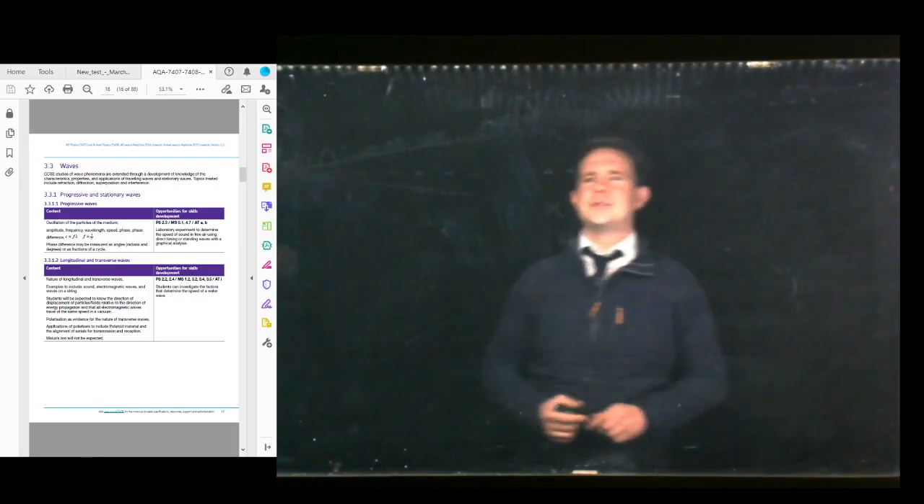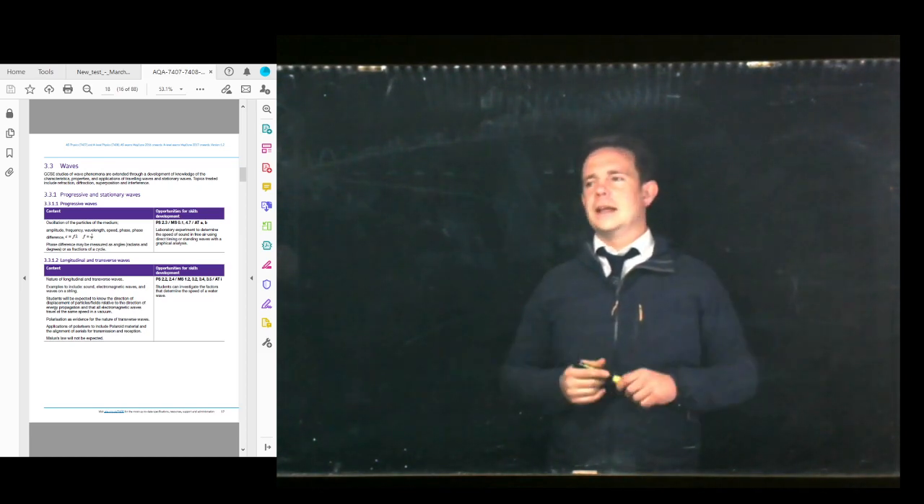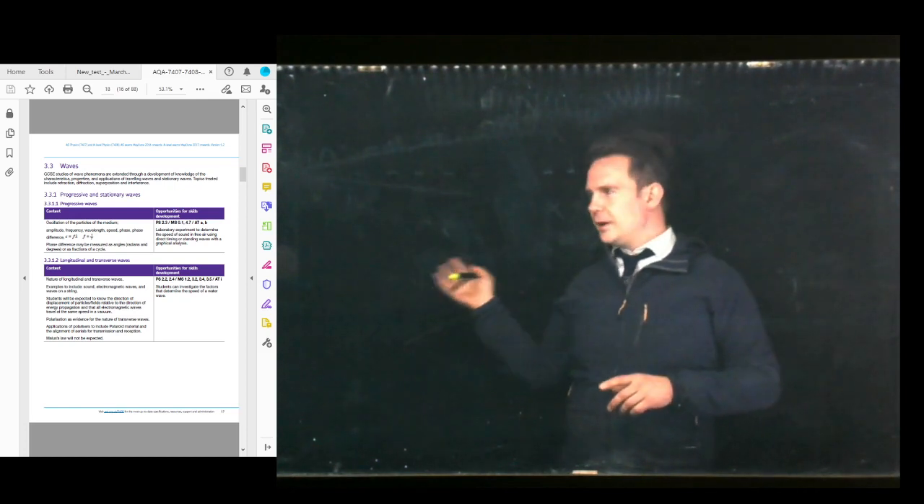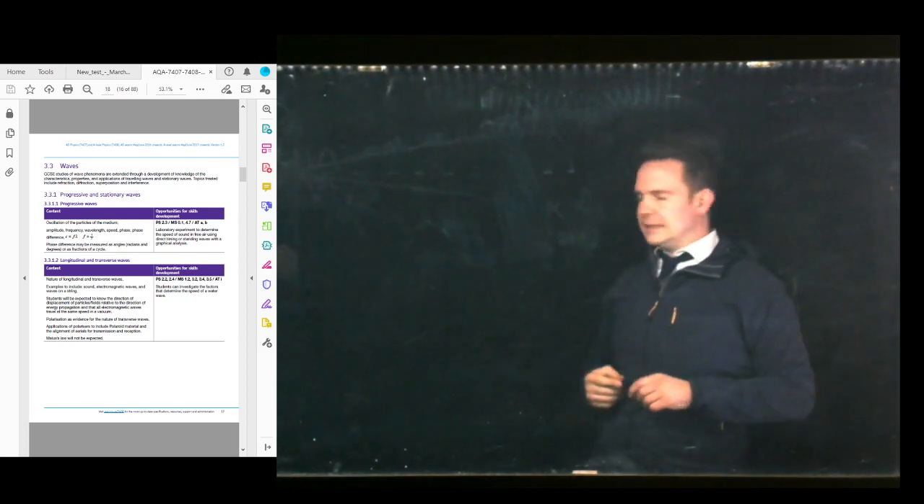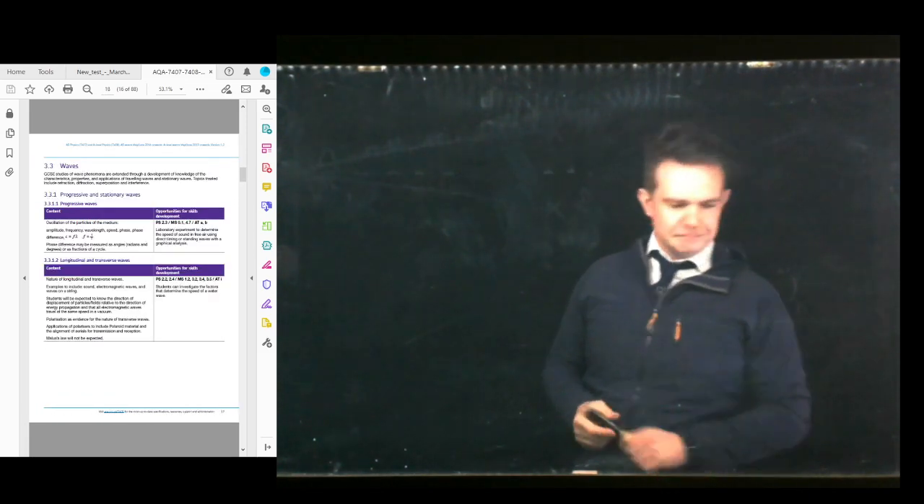Okay, so this is a test really of this learning glass. You'll notice that to my right I've got a copy of the A-level specification, and actually I can look through that as I proceed.